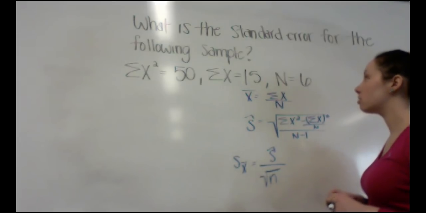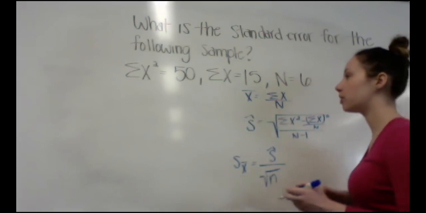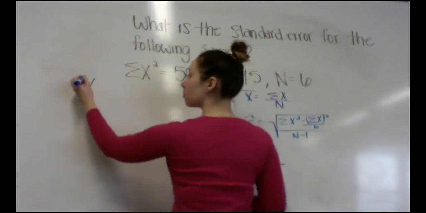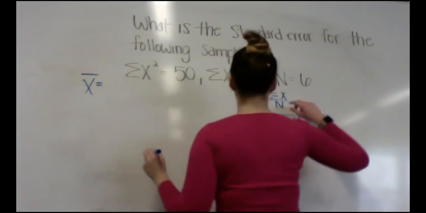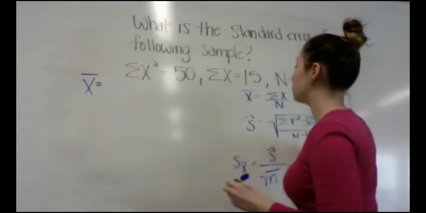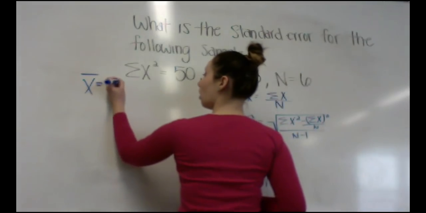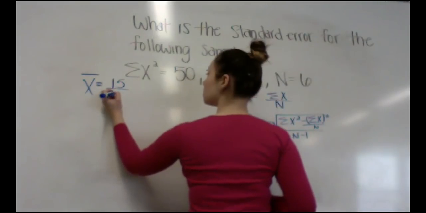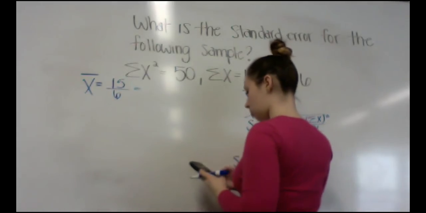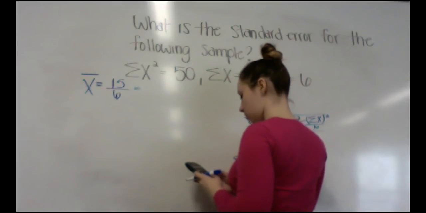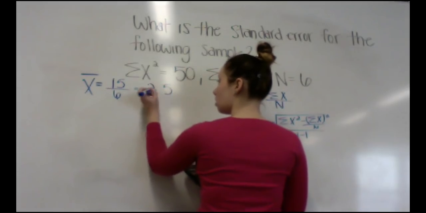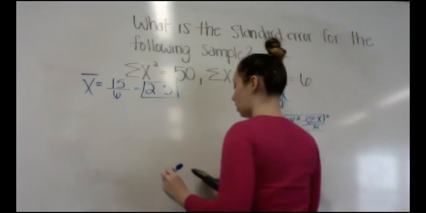So what do we do first? Well, we can find our mean first. We do that by finding the sum of our x over n, and we're told that the sum of our x is 15. Our n is 6. When we do that division, we get 15 divided by 6 is 2.5. So that's our sample mean.